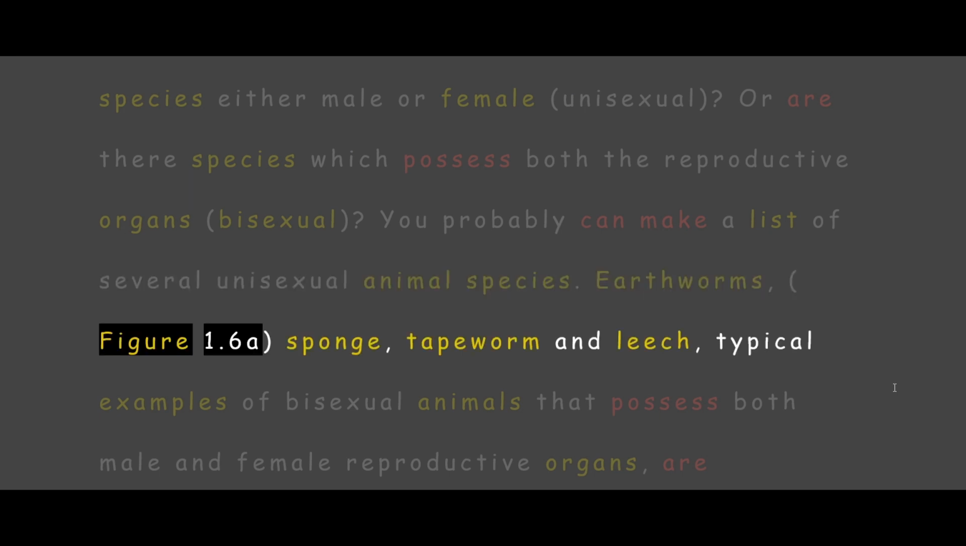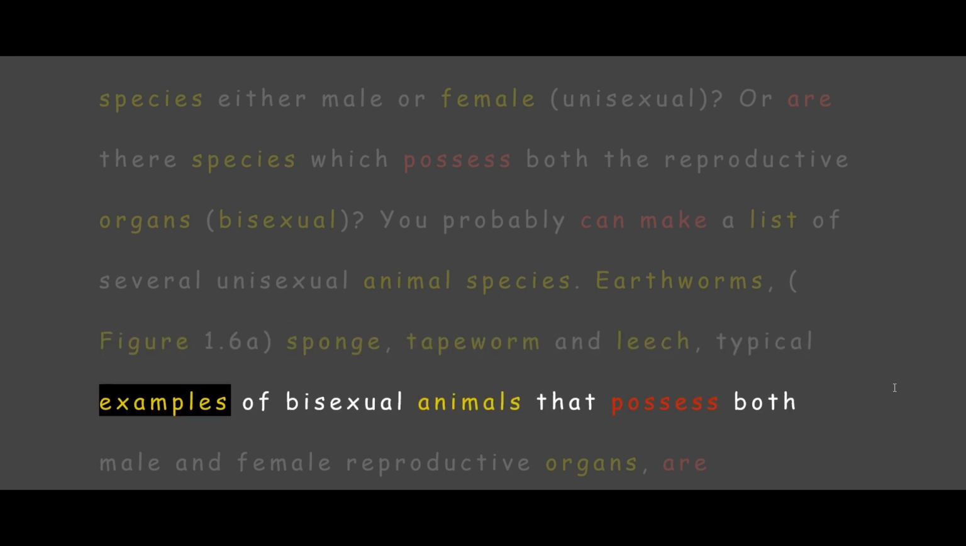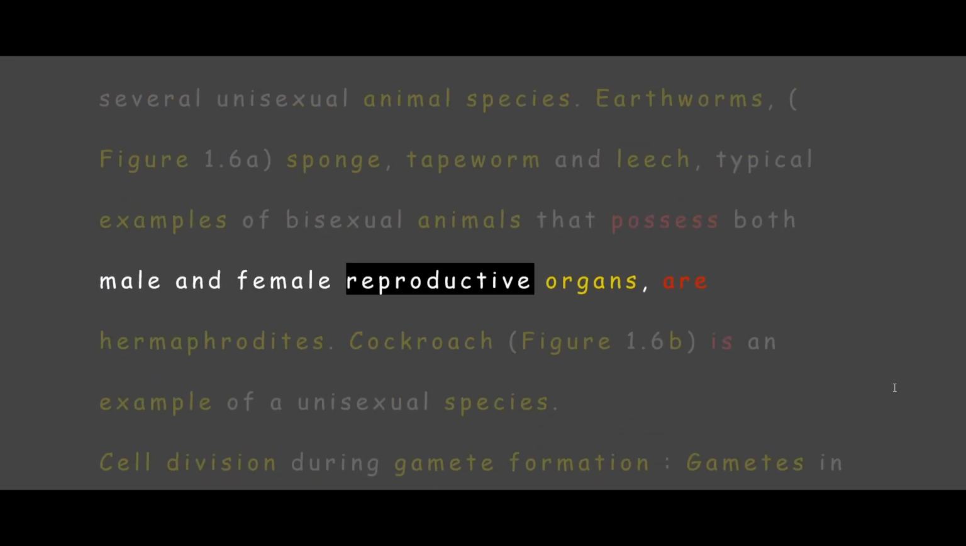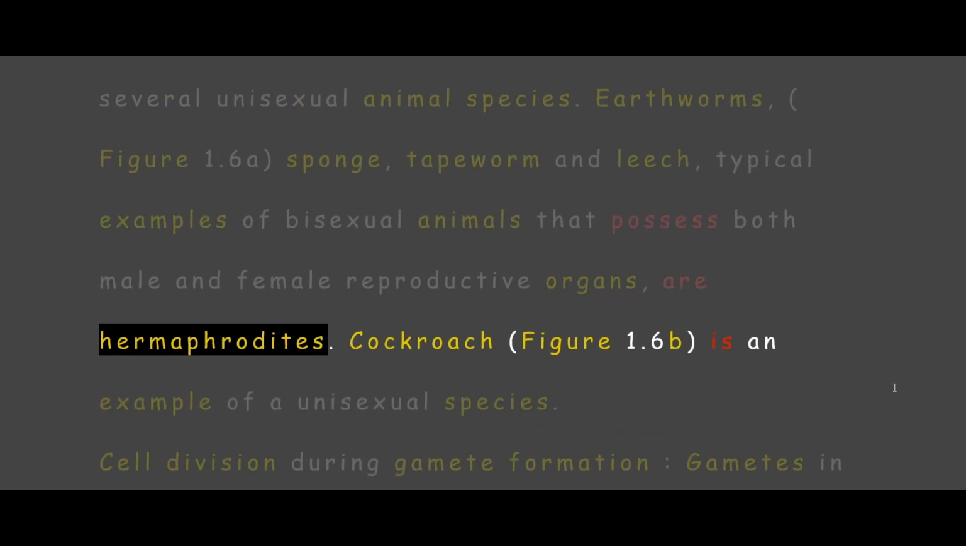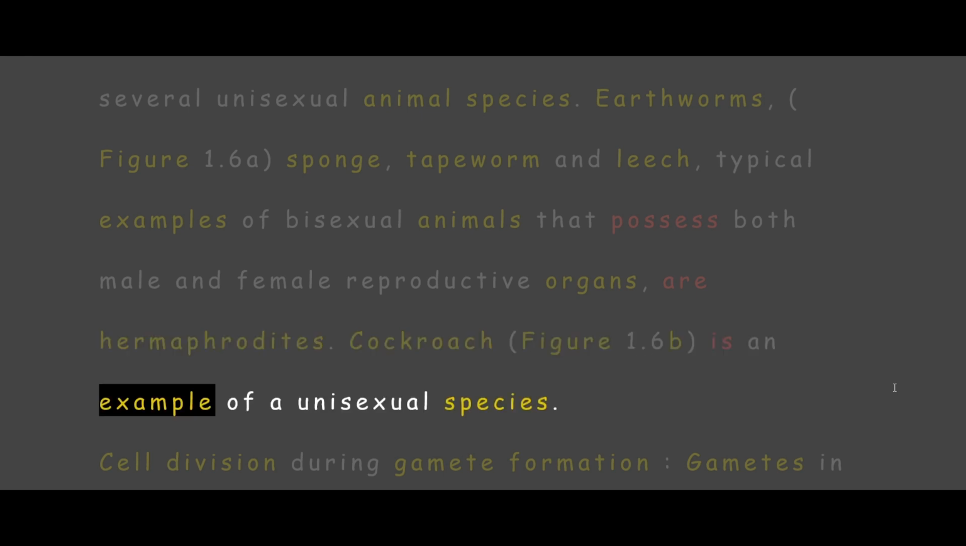Earthworms, figure 1.6a, sponge, tapeworm and leech are typical examples of bisexual animals that possess both male and female reproductive organs; they are hermaphrodites. Cockroach, figure 1.6b, is an example of a unisexual species.